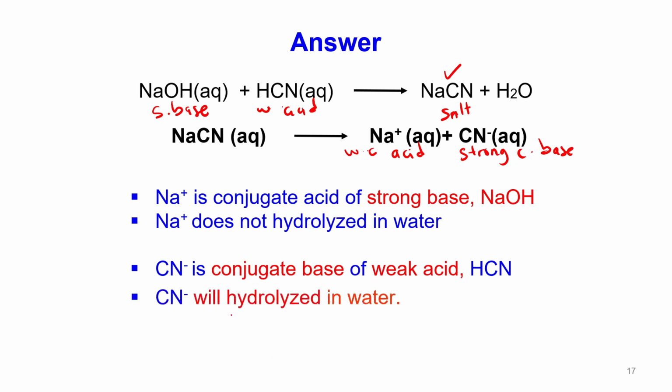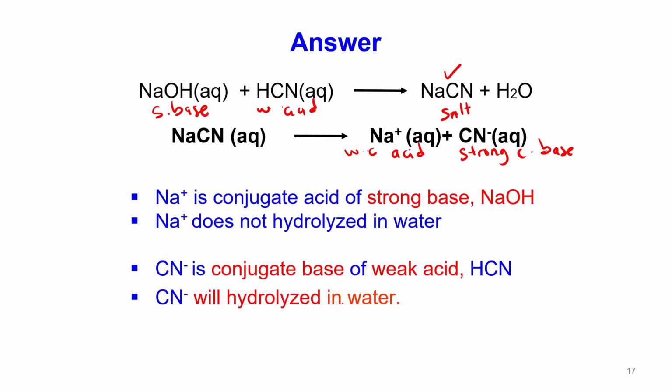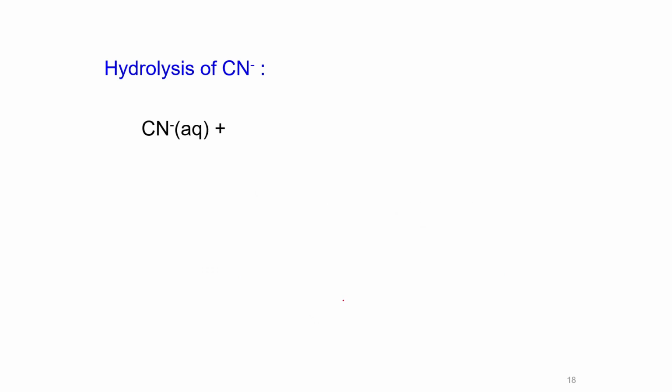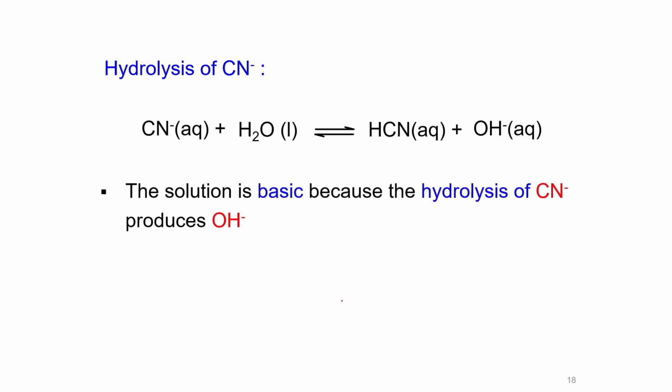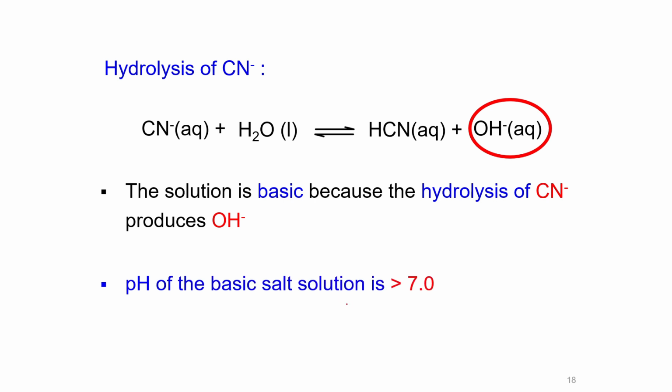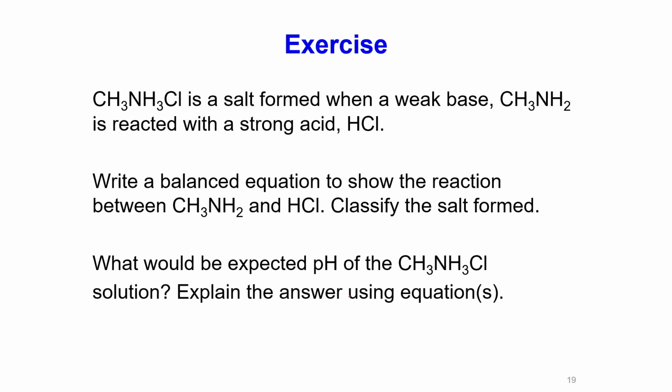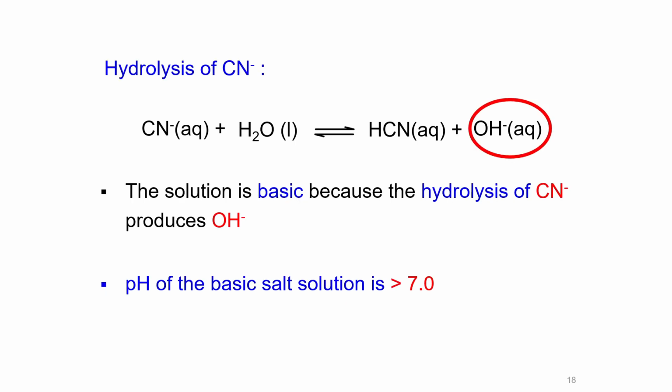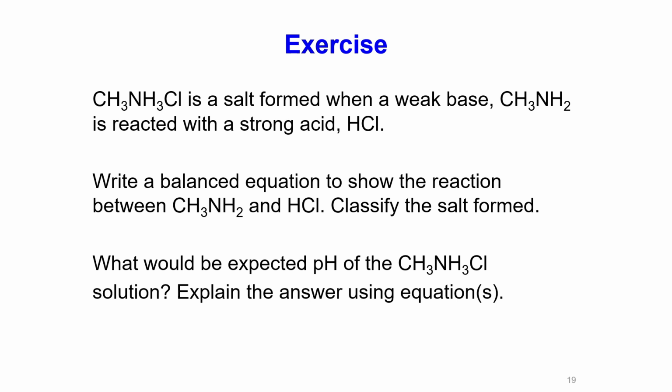So CN minus will hydrolyze in water. CN minus is the one that undergoes hydrolysis in water. So CN minus plus H2O will produce OH minus and HCN. The solution is basic because the hydrolysis of CN minus produces OH minus. The pH of a basic salt is greater than 7. So if it is greater than 7, it means it is a basic salt. Alright, so let's look at another exercise.